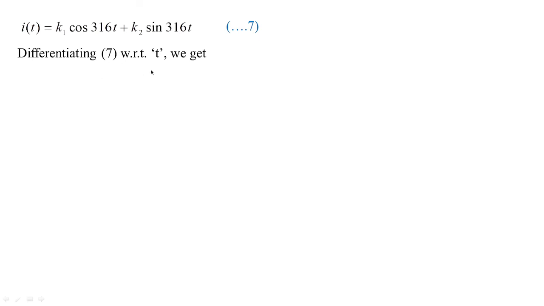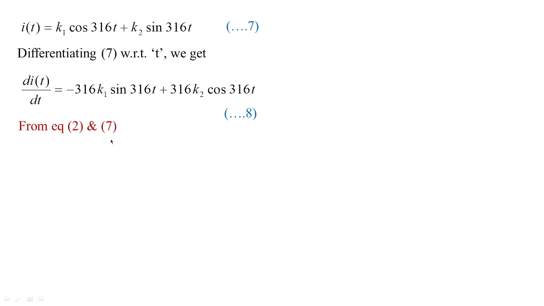I'm going to differentiate equation 7 with respect to t, and see what we get. We get di by dt equal to minus, since the differentiation of cos is minus sine, and the internal multiple is 316, so minus 316 k1 sine of 316t, plus k2 times the differentiation of sine, which is cos multiplied with the internal part of sine, that is 316. So this is how we frame equation 8 from equation 7. By differentiating equation 7, we got equation 8.